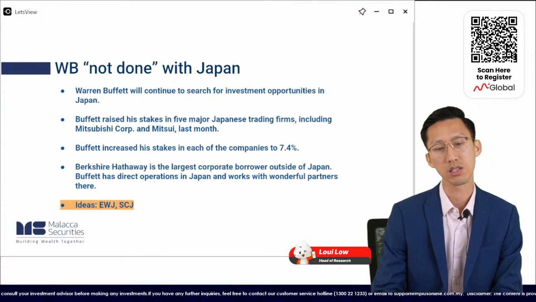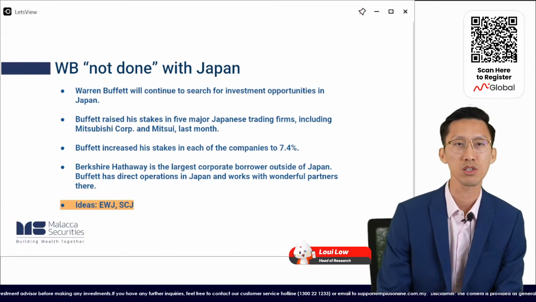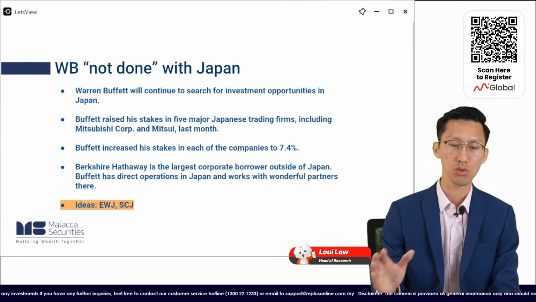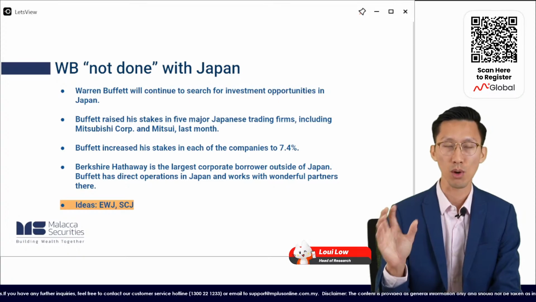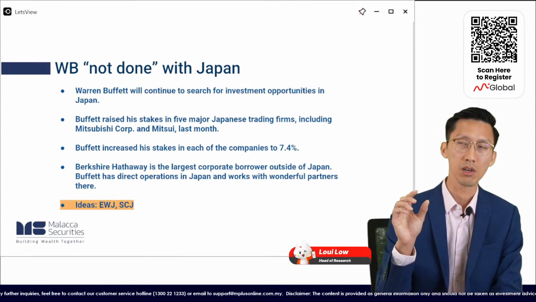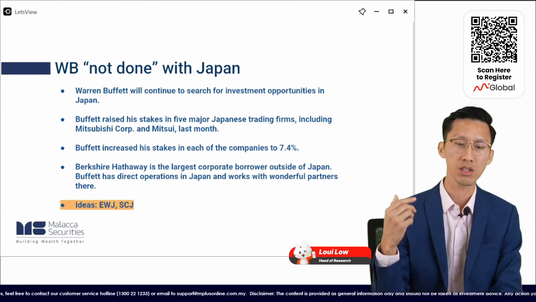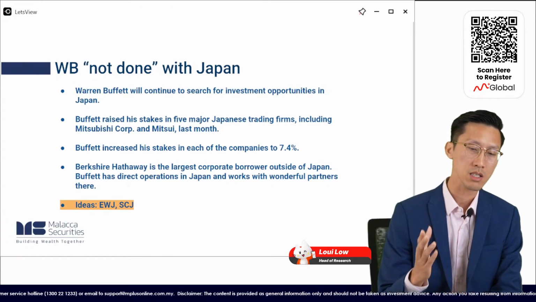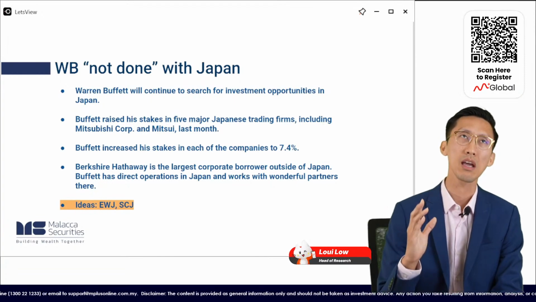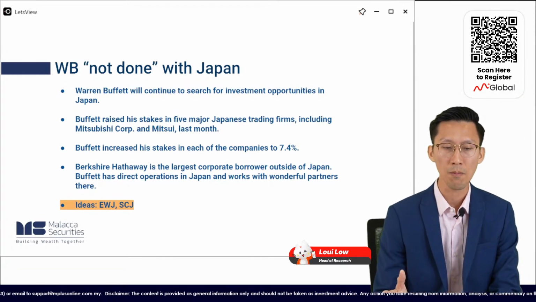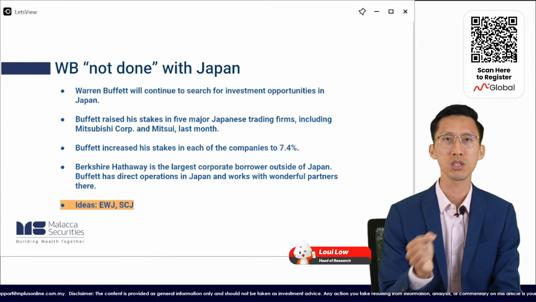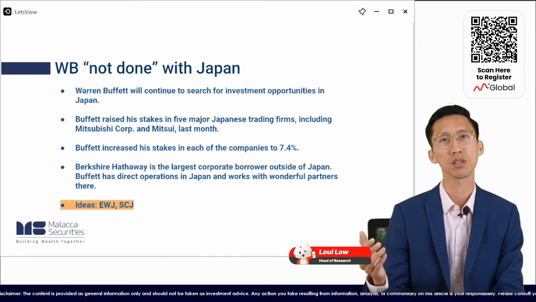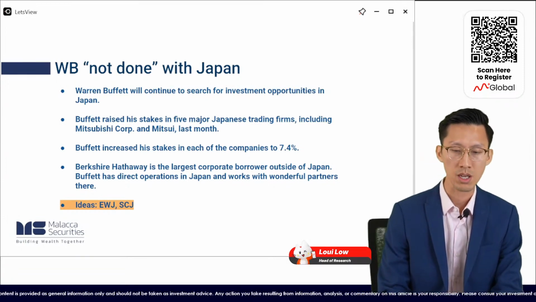Warren Buffett has raised his stakes in 5 major Japanese trading firms, including Mitsubishi and Mitsui. This was some very spot-on news that gave a hint that people might flow into Japan. It was since last month, on the 11th of April if I'm not mistaken, that we noticed this piece of news. He increased his stakes in each of these companies to 7.4%.